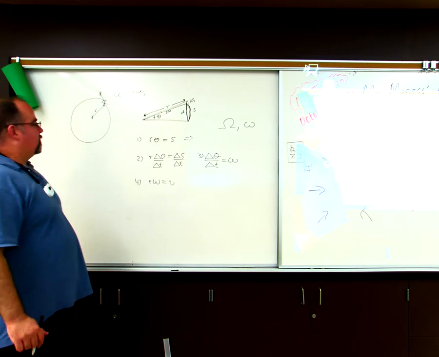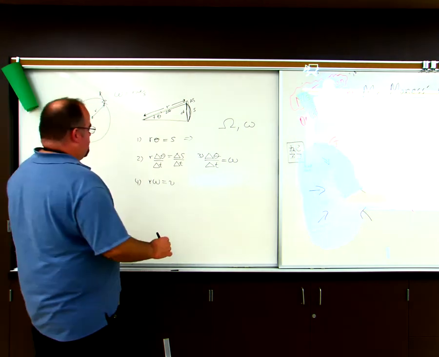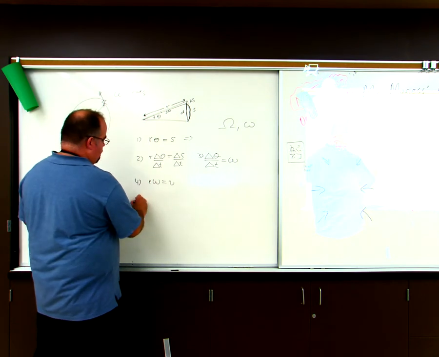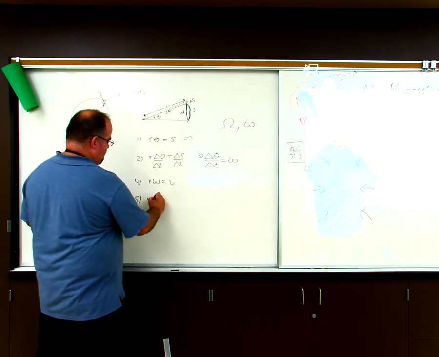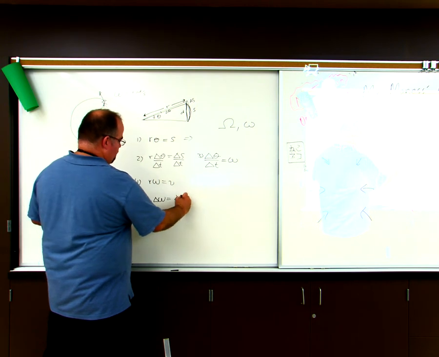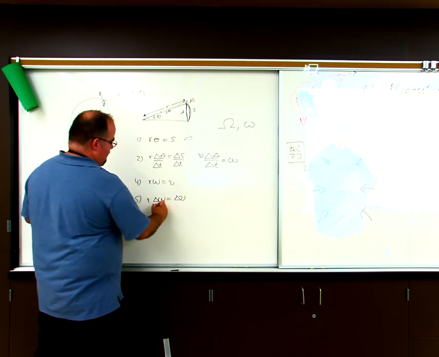Okay, so then it follows that you can write this as well: R times delta omega equals delta V, and I can also divide that by delta t.